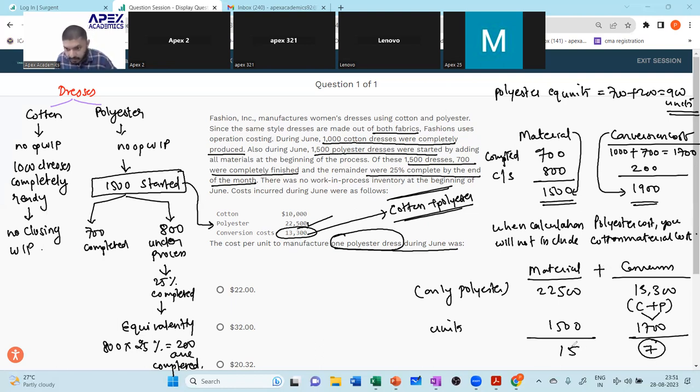Material plus conversion. This is per unit conversion, per unit material. So what is the answer, total per unit? 22 per unit. This is your answer. I hope you are all with me on that. Take a screenshot of this quickly.